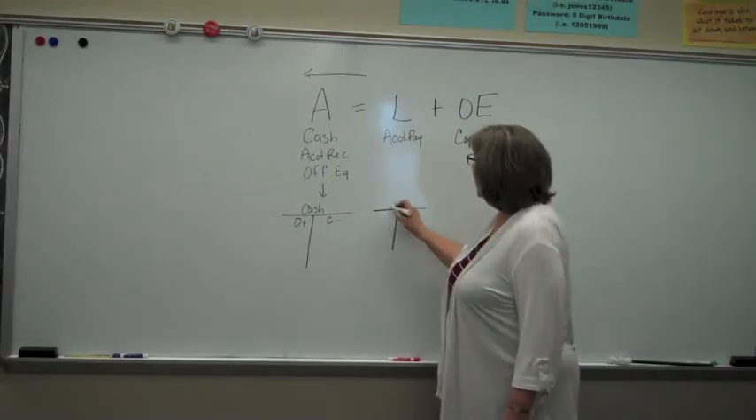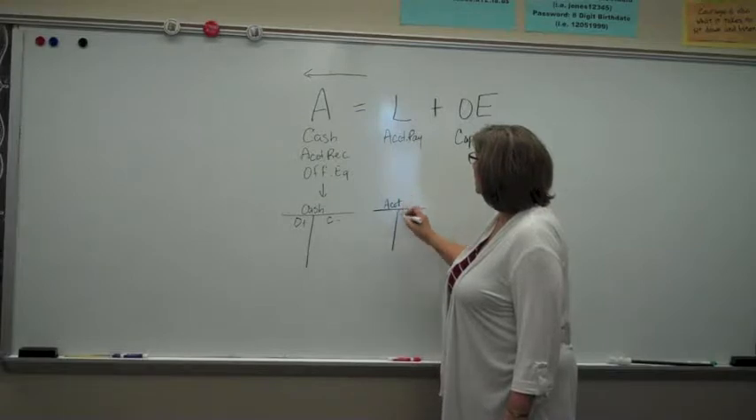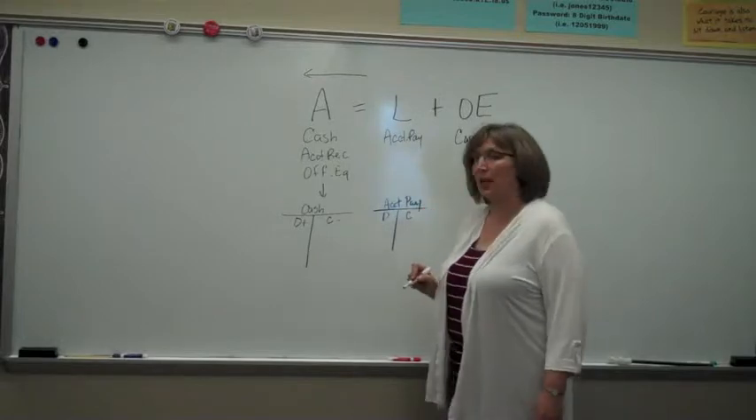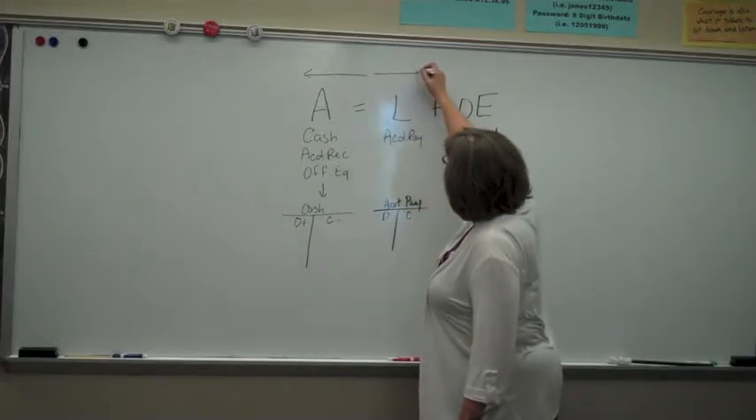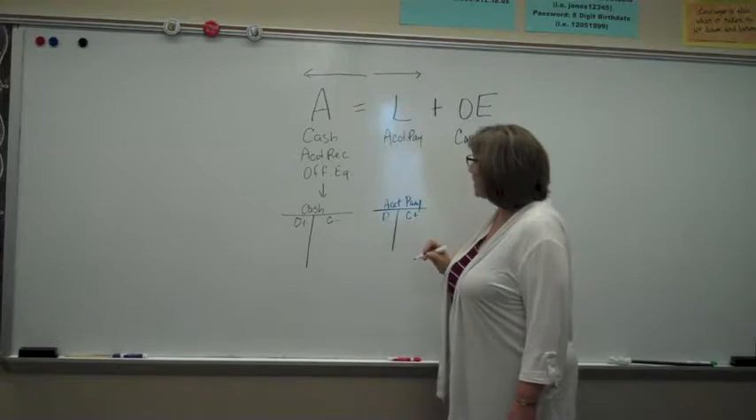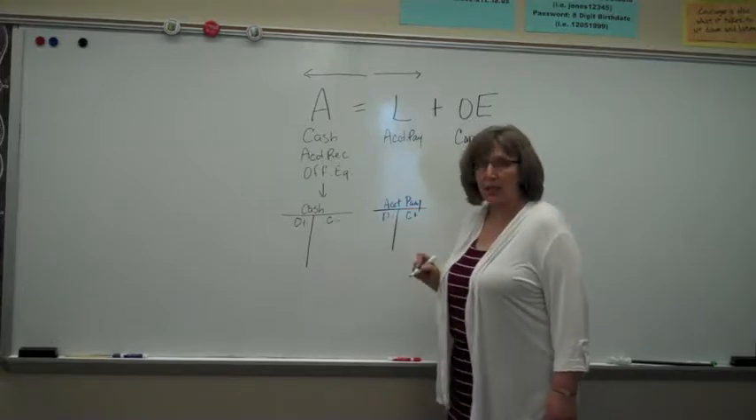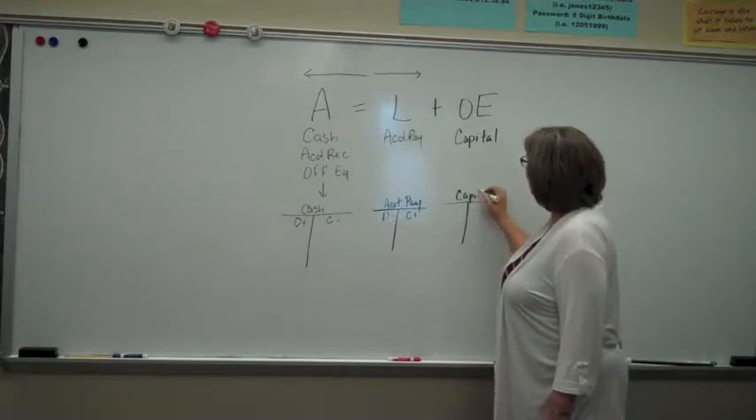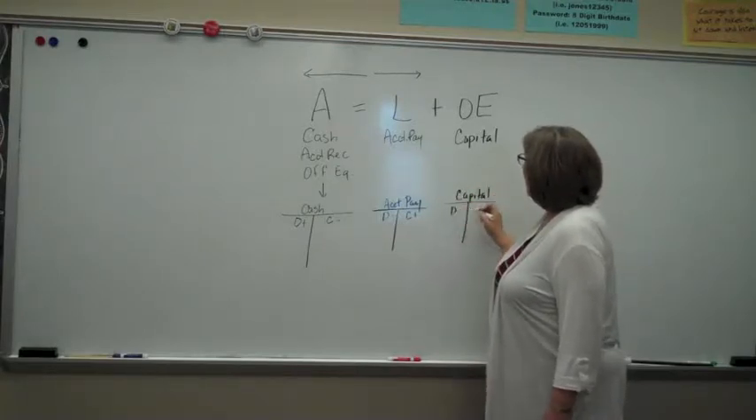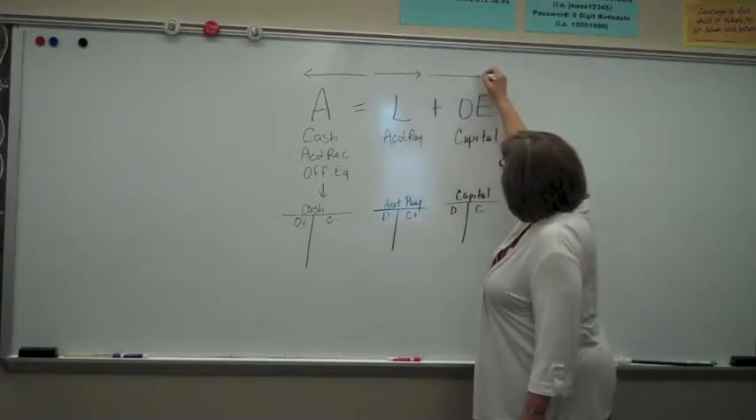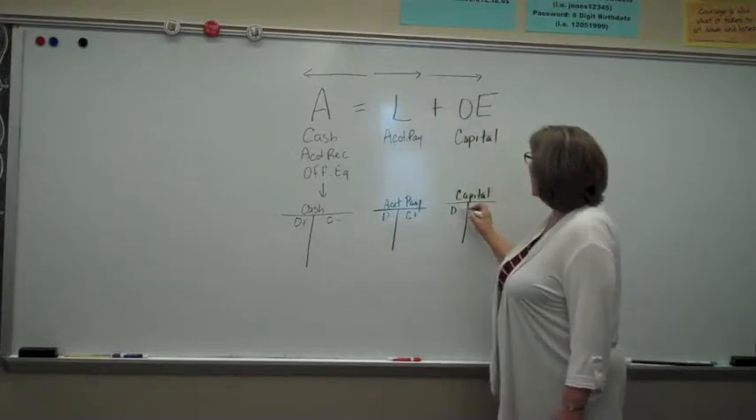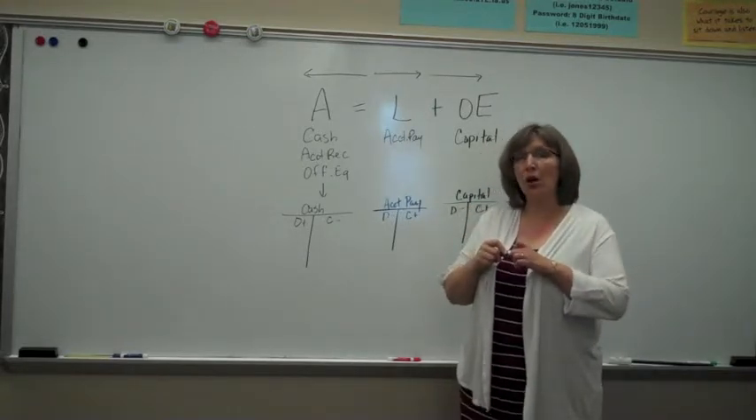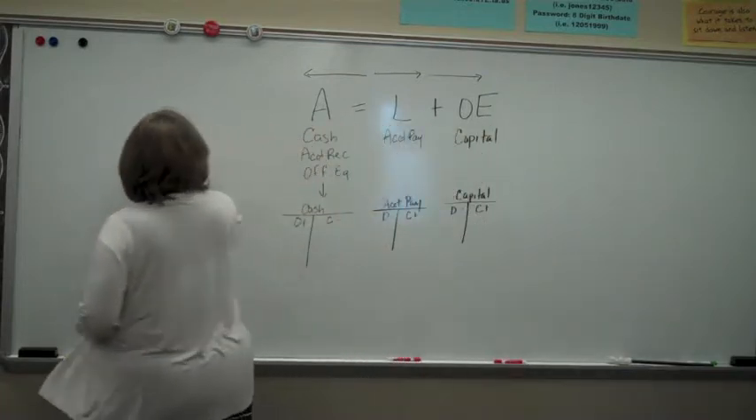Liabilities, every liability account is going to have its own T account. It has debit and credit on the same sides, but because liability is on this side of the equation, we're going to increase the C and decrease the D. Likewise with capital, we have debit and credit, but it's on this side of the equation, so we're going to increase the C and decrease the D. All of the accounts that we've been working with so far are called permanent accounts.